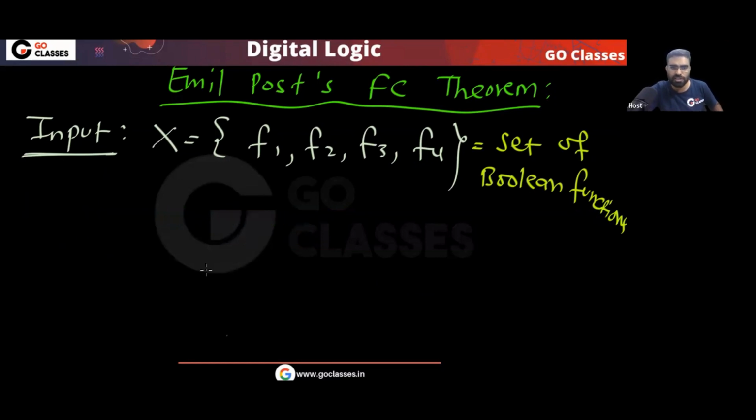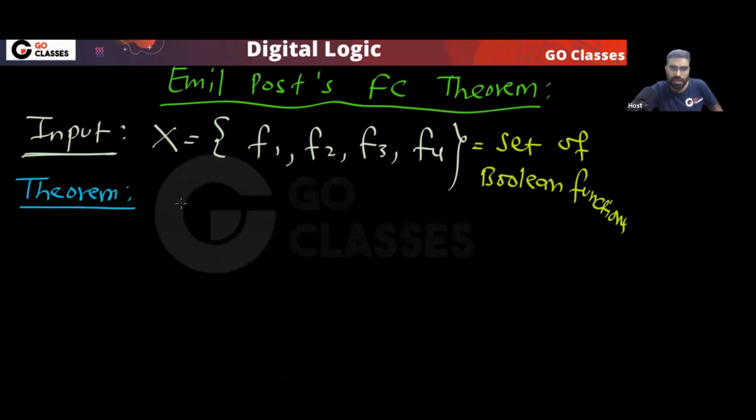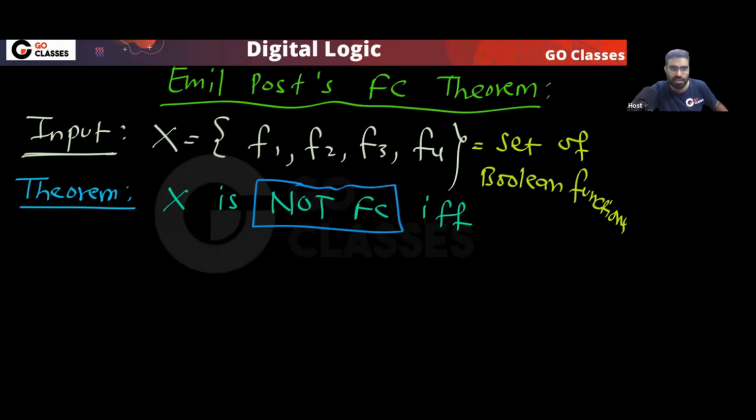Now, what did Emil Post say in this theorem? This theorem is very interesting, let me tell you. This theorem says that X is not functionally complete if and only if any one of the following happens. This is an if and only if theorem.